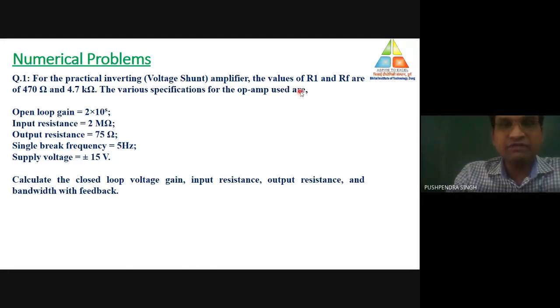Now the values given are R1 is equal to 470 ohm, RF is 4.7 kilo ohm. Open loop gain, input resistance, output resistance, single break frequency, and supply voltage is given. Now we need to calculate the value of first parameter, closed loop voltage gain, input resistance with feedback, output resistance with feedback, and bandwidth. So these are the parameters which we are going to calculate in this problem. In all the questions, you only need to solve these different parameters.